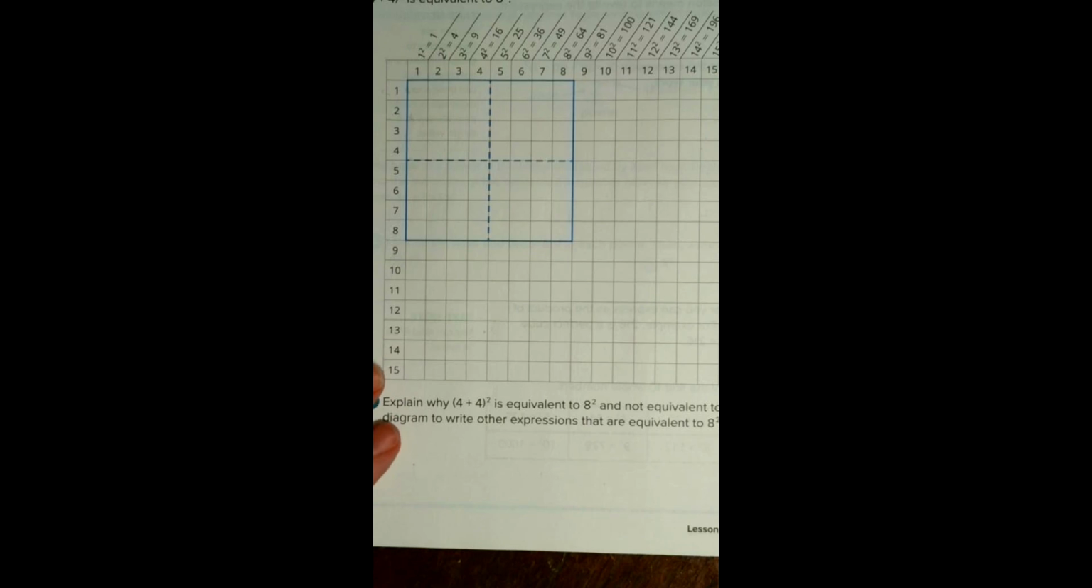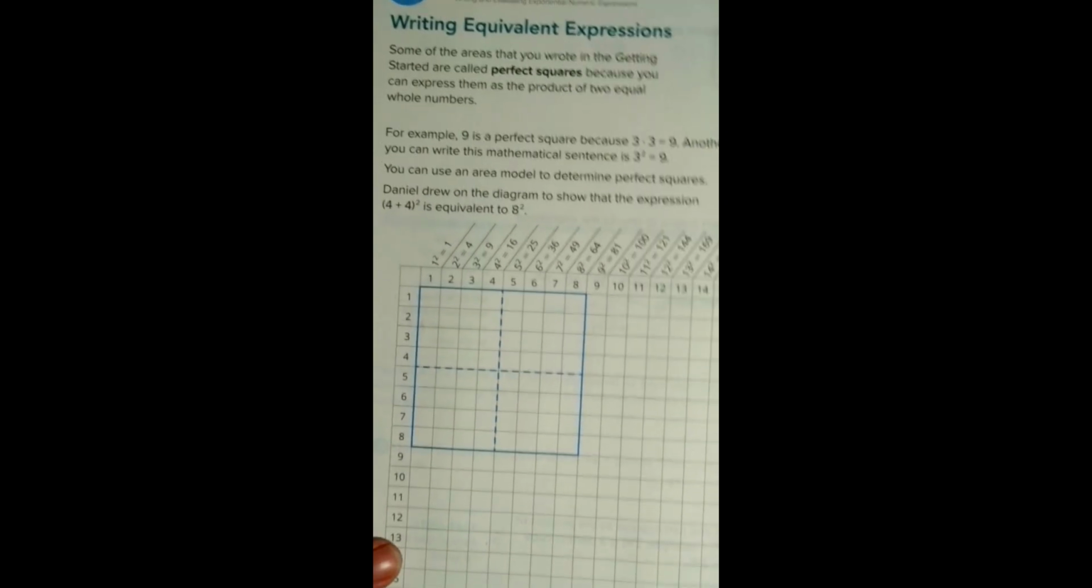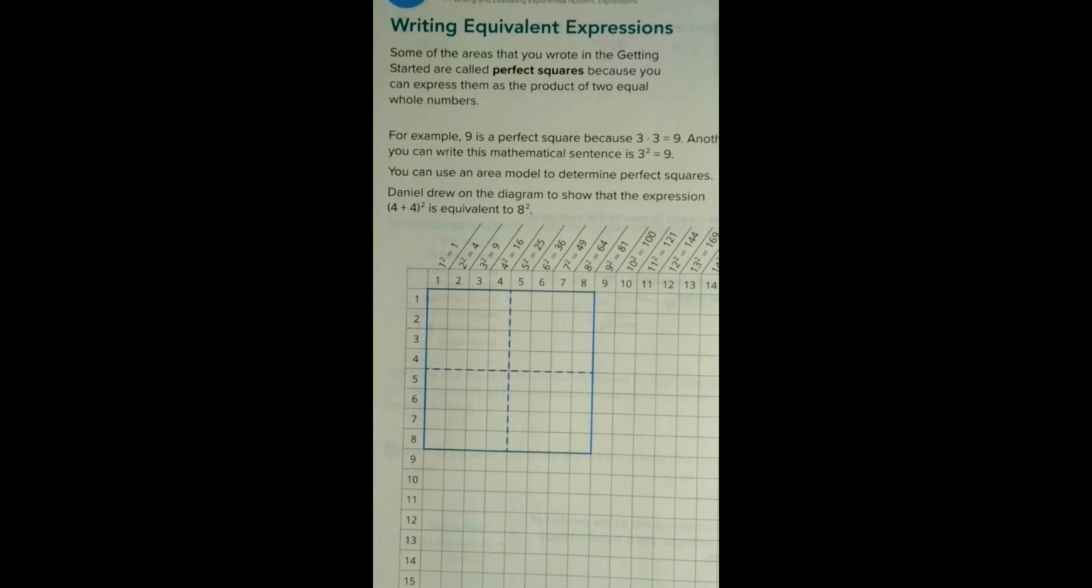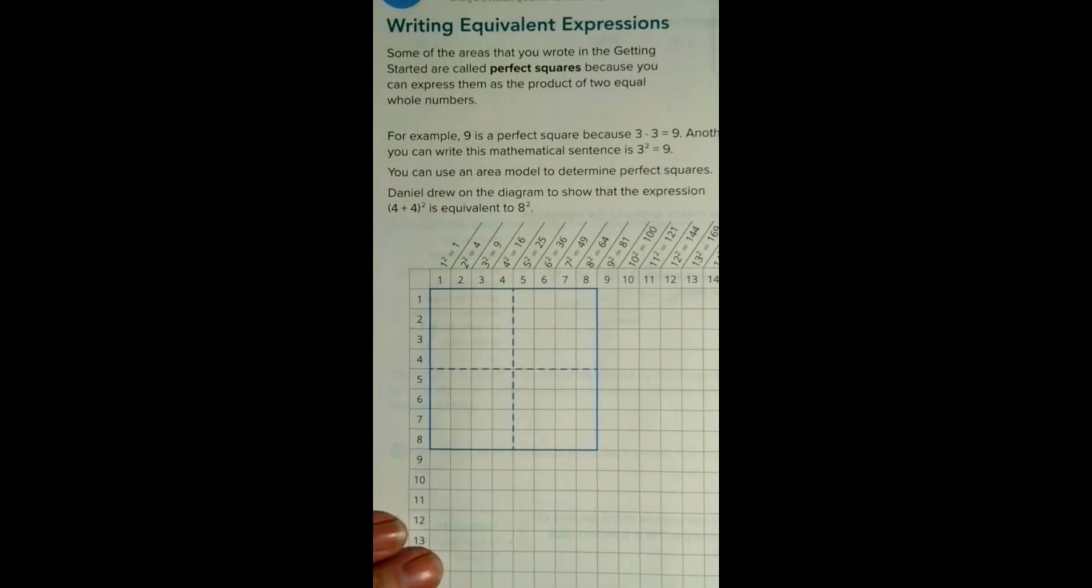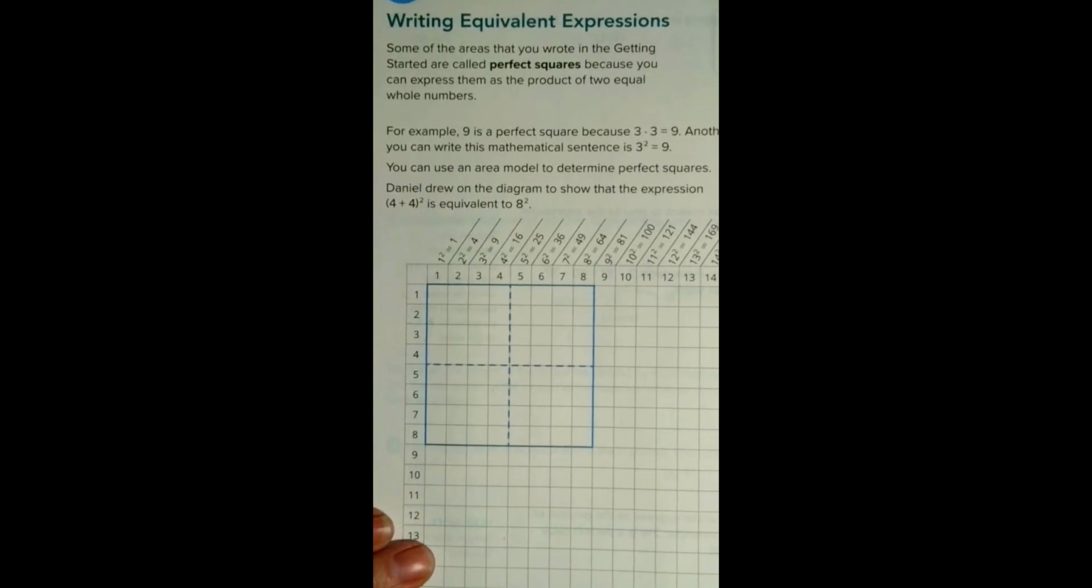Next page. So it says some of the areas that you wrote in the getting started are called perfect squares because you can express them as the product of 2 equal whole numbers. For example, 9 is a perfect square because 3 times 3 equals 9. Another way that you can write this is the mathematical sentence 3 squared equals 9. You can use an area model to determine perfect squares.